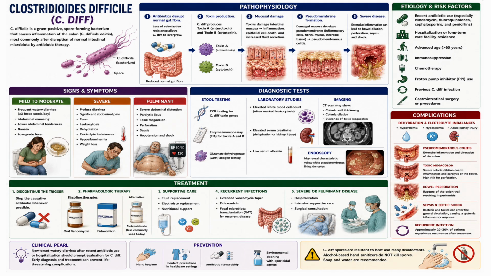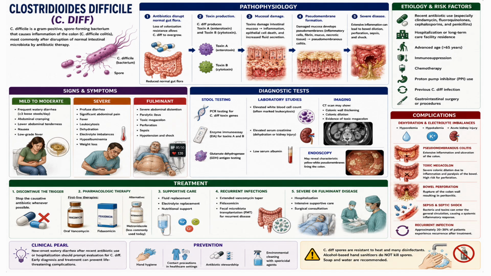Remember the mucosal lining that helps protect our GI system, causing inflammation, cell death, increased fluid secretion, and the formation of characteristic pseudomembranes. Now, common risk factors include, as we mentioned, recent antibiotic use, hospitalizations, advanced age, immunosuppression, chemotherapy, and previous C. diff infection. Patients typically present with watery diarrhea, with mucus in it, abdominal cramping, nausea, and fever.